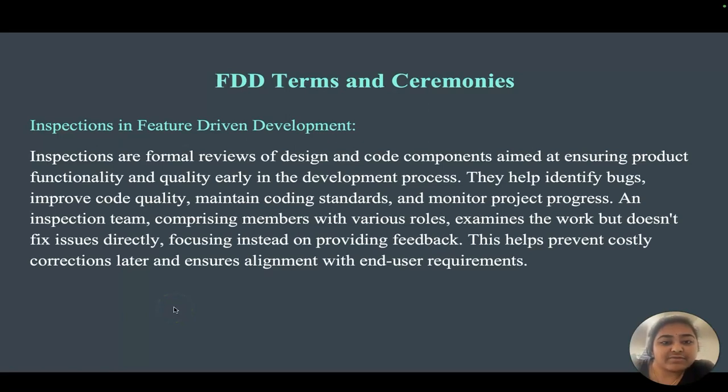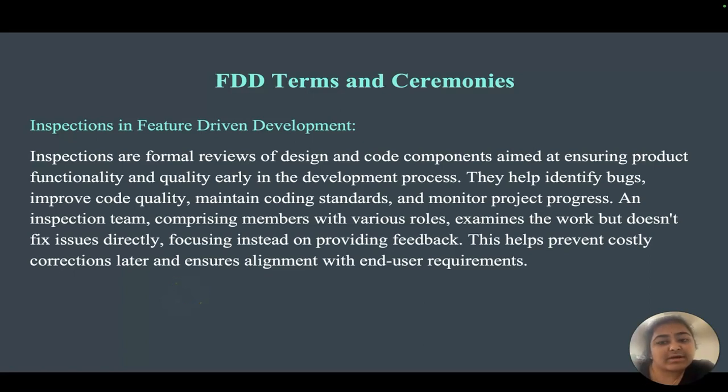I will be continuing with the feature driven development terms and summaries. One of the first terms is inspections. These inspections are formal reviews for the code and the source components, aimed to ensure the quality of the product and the functionality in the development process.